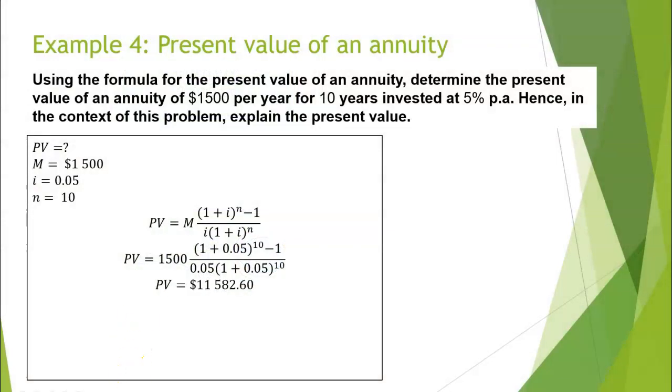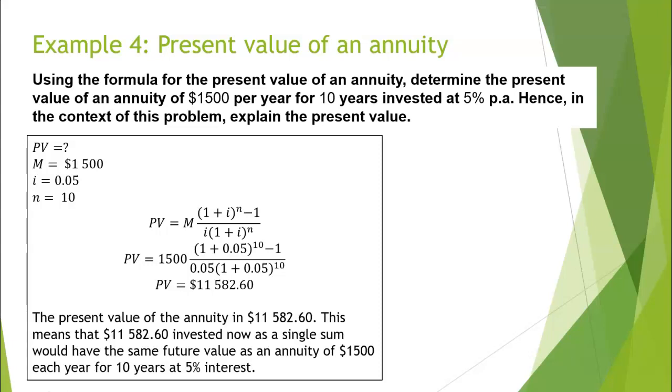So here's my present value. So the present value of the annuity is $11,582.60. So what does this mean? It means that if you invest $11,582.60 as a single sum now, it will have the same future value as putting in $1,500 each year for 10 years at 5% interest.